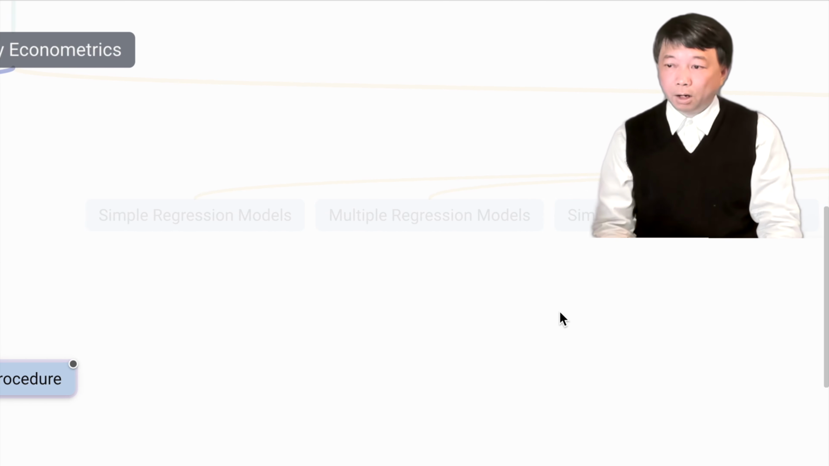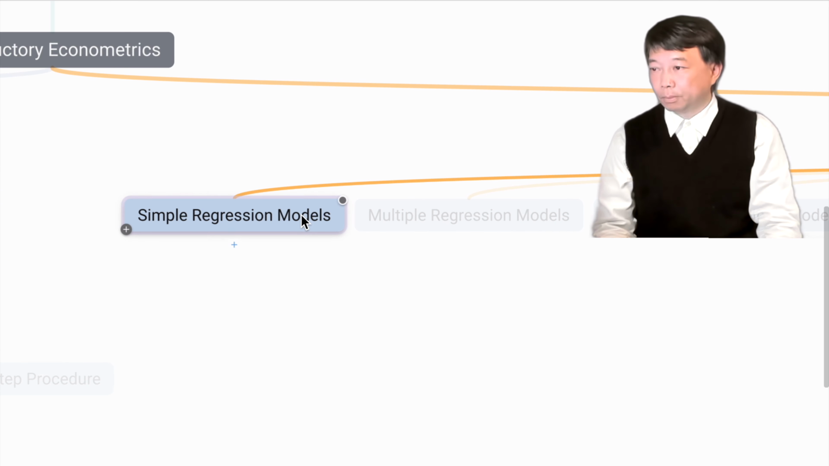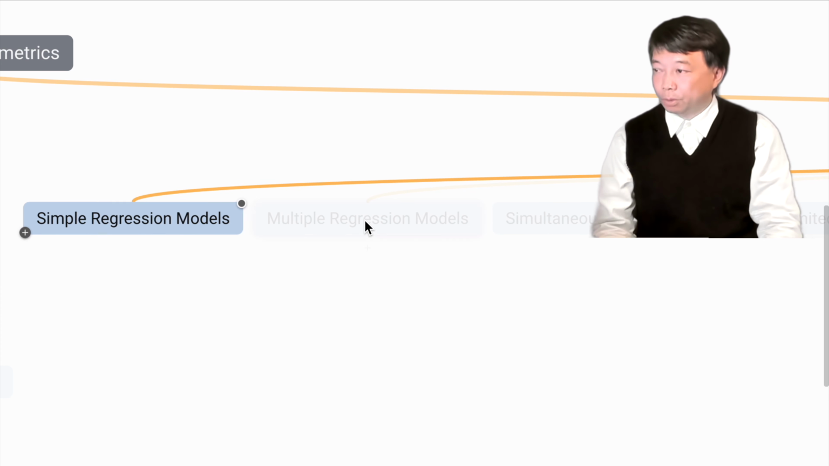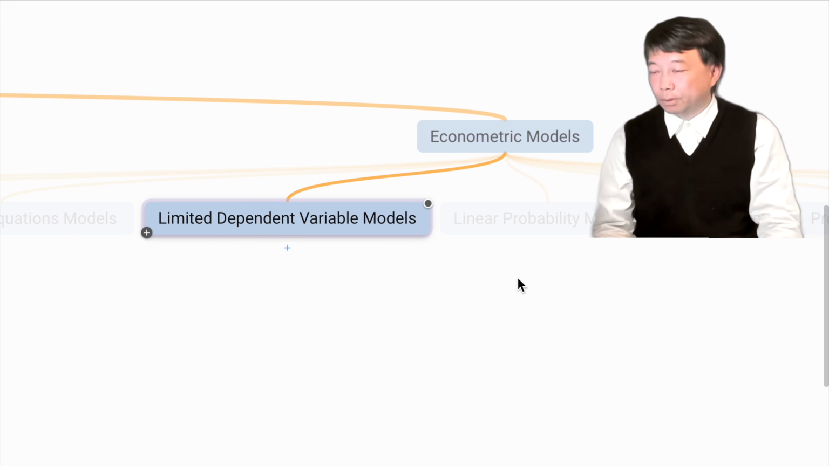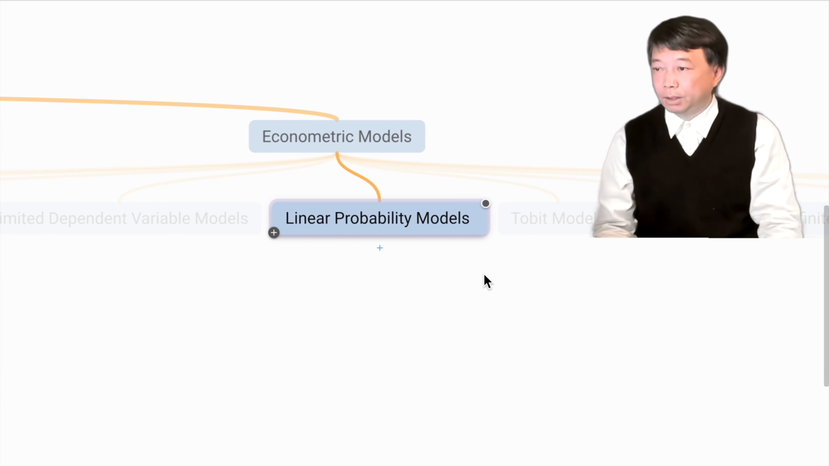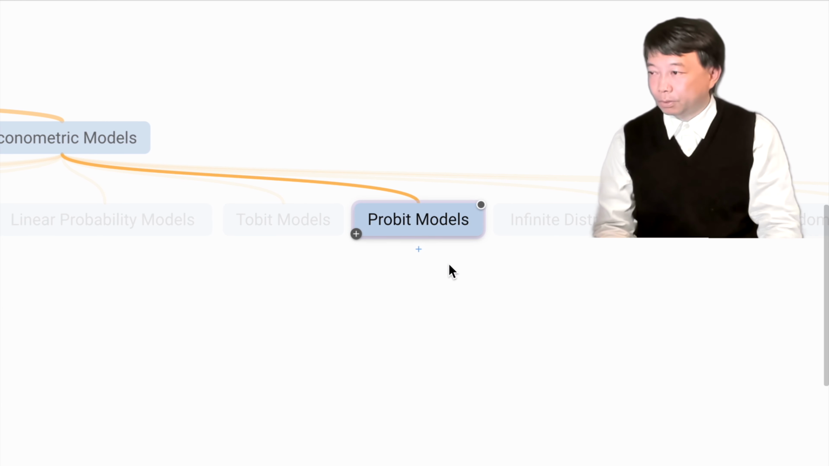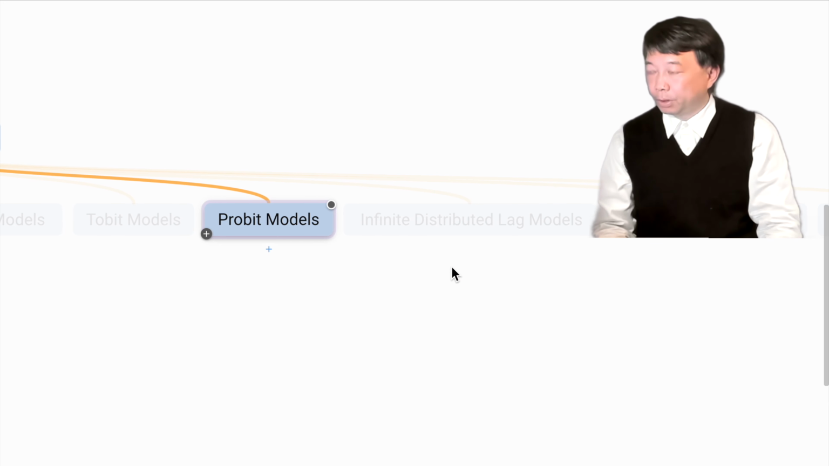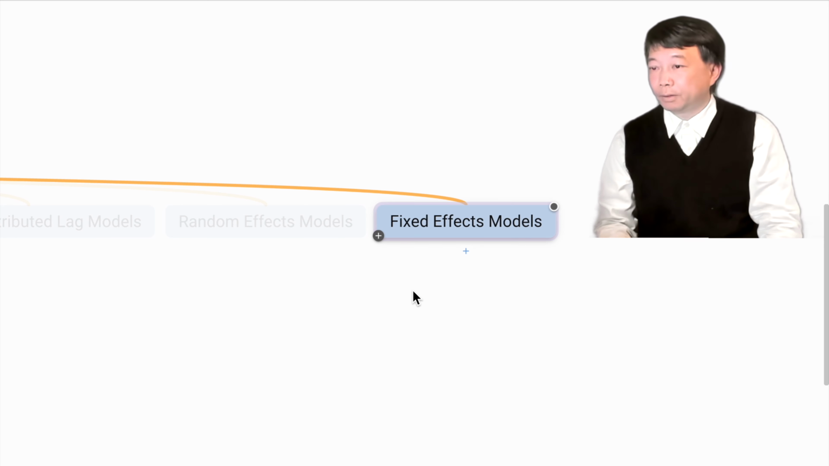Throughout our study of econometrics, we will explore various models, including simple regression models, multiple regression models, simultaneous equations models, limited dependent variable models, linear probability models, Tobit models, Probit models, infinite distributed lag models, random effects models, and fixed effects models, among others.